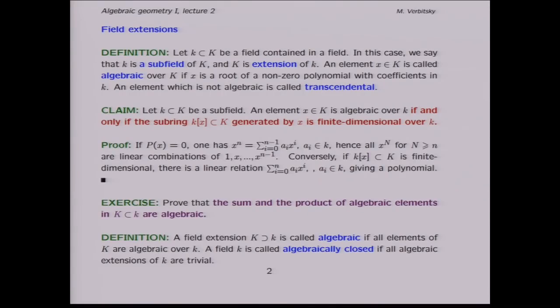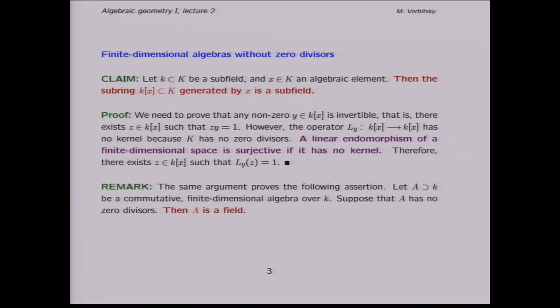And x and y algebraic, then you have k of x. Okay, maybe I will show you the next slide, and then it becomes more clear. The important thing is that k of x is in fact a field. So this is a claim.